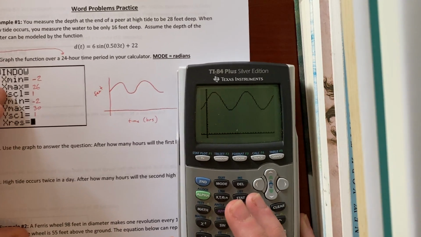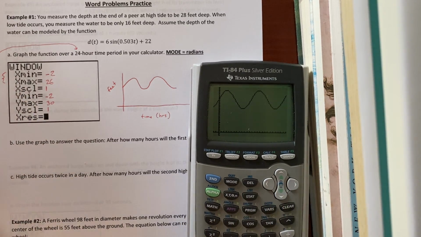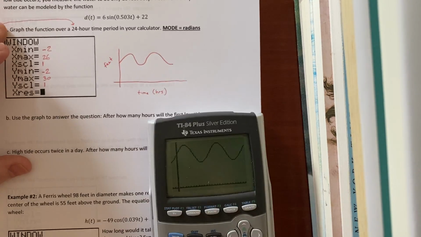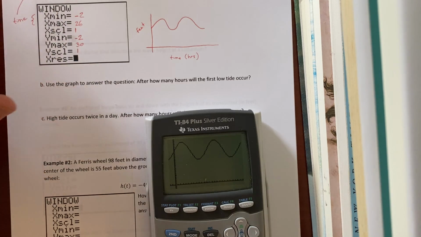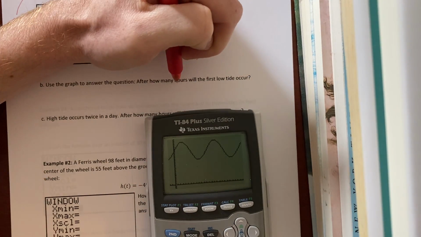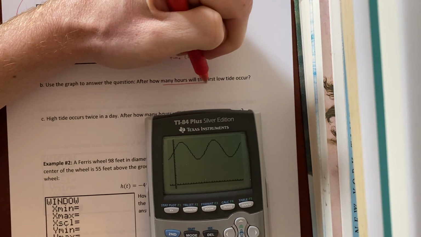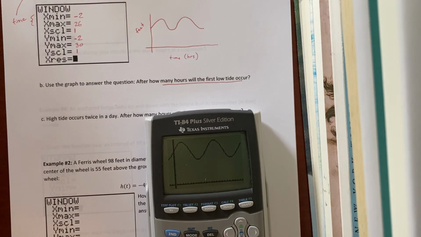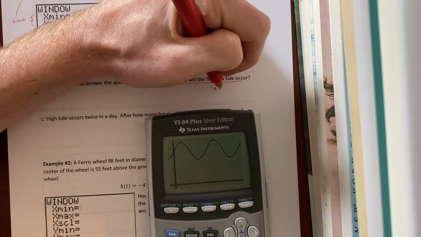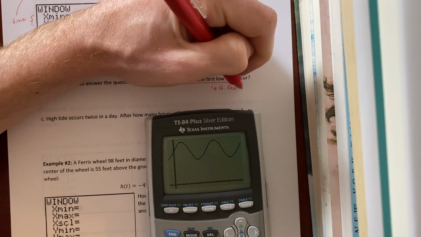Let's go through and read what the first question says. It says, use the graph to answer the question. After how many hours will the first low tide occur? Low tide is what? 16 feet deep.